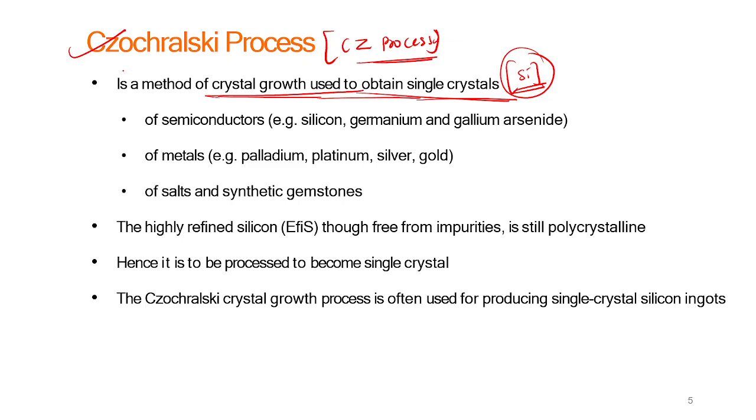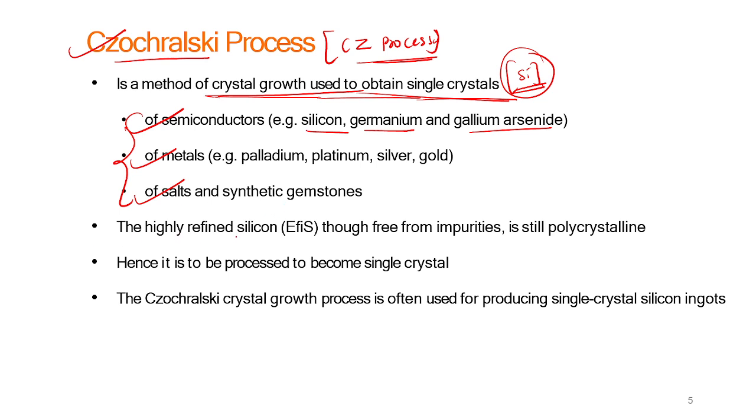CZ method means what? Mainly we are using the CZ method for semiconductors, to grow single crystal silicon, single crystal germanium, or single crystal gallium arsenide. And metals also we are using, like palladium, platinum, silver, gold, or in salts also we are using the CZ method. So what is the CZ method?